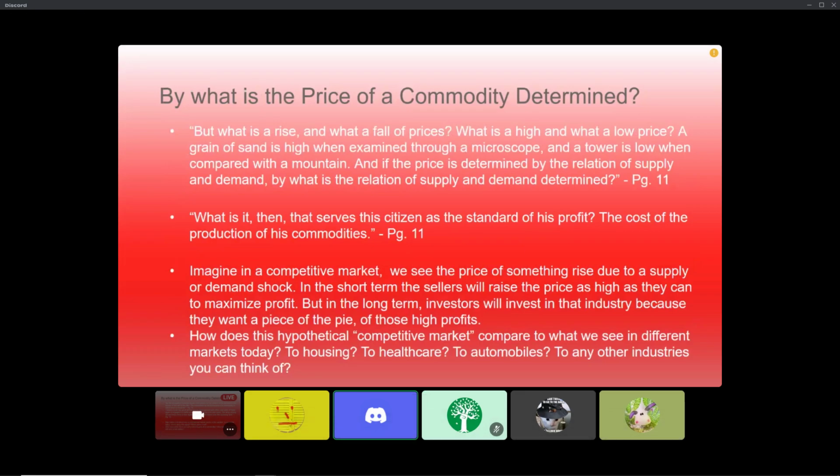So then he describes asking a capitalist, okay, where do your profits come from? And he has a little paragraph where he does that. And to sum it up, what is it then that serves this citizen capitalist as the standard of his profit? The cost of production of his commodities. So Marx is arguing that the supply curve we talk about is set at the end of the day, and most economists would agree, by the cost of production of those commodities. But then distortions come into play due to lack of competitiveness or competitiveness in the market.